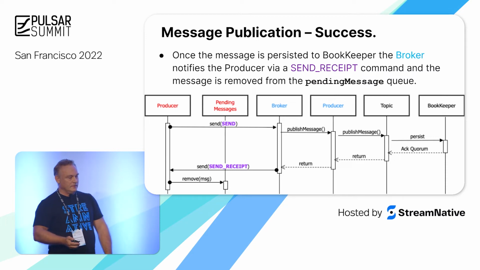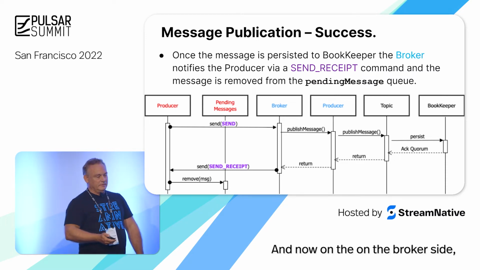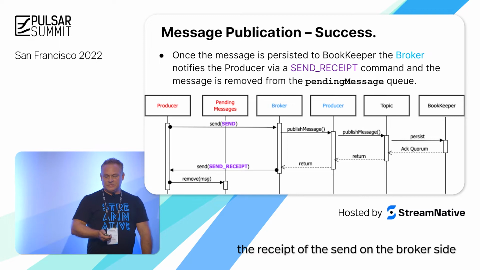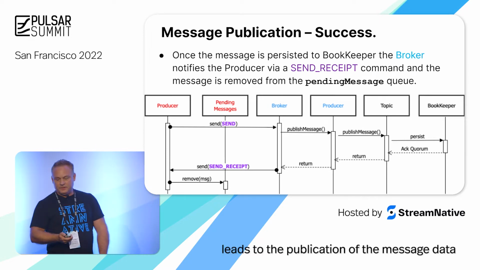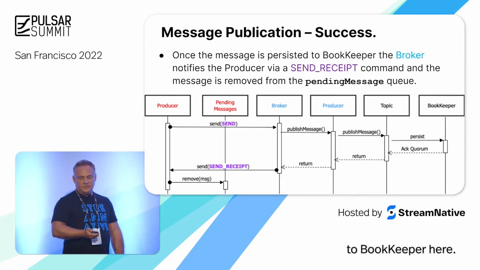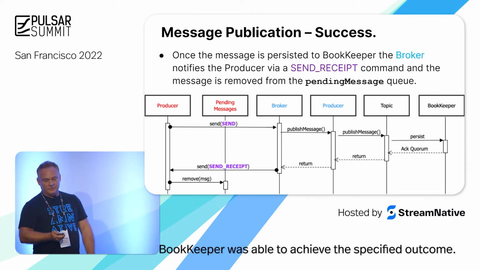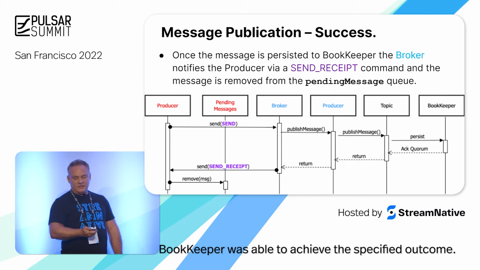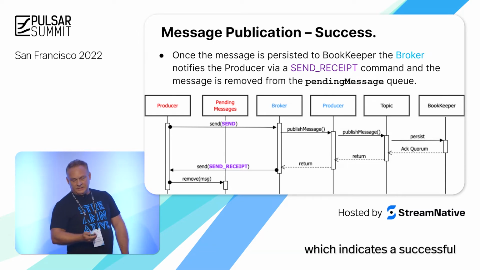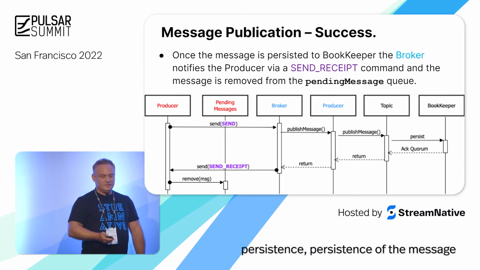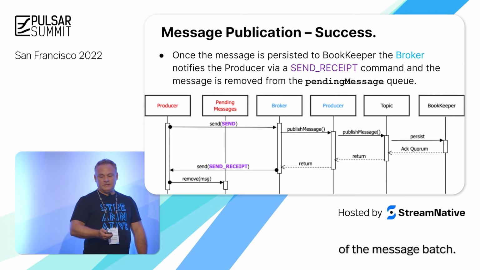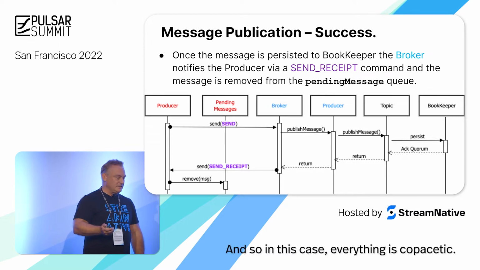So it's an entire batch, and it gets sent as an entire batch and stored as a batch. And now on the broker side, the receipt of the send leads to the publication of the message data to BookKeeper here. And in this scenario, we can see that BookKeeper was able to achieve the specified ACK quorum that we dictated, which indicates a successful persistence of the message batch. And so in this case, everything is copacetic.